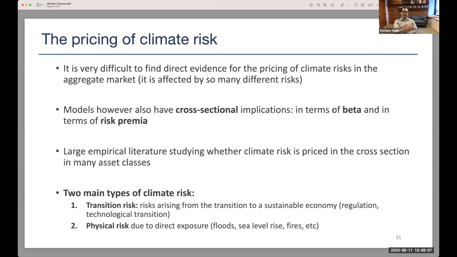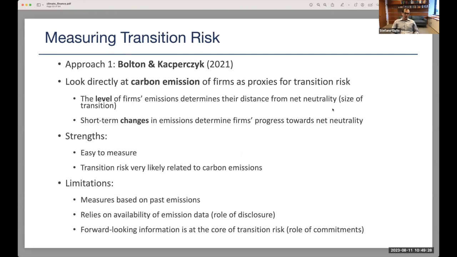And this is distinct from the physical risk due to different exposure, which is, for example, what could happen to the housing market, which is affected by floods. So this literature has been separate, simply because different asset classes are differentially exposed to the two. Some asset classes may be more exposed to physical risk, and other asset classes may be more exposed to transition risk. So let me start with transition risk.